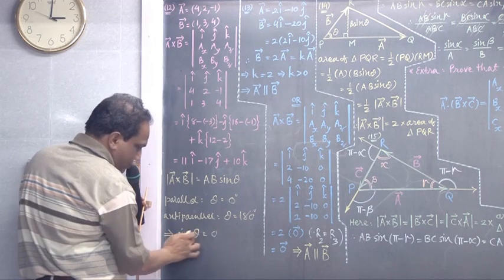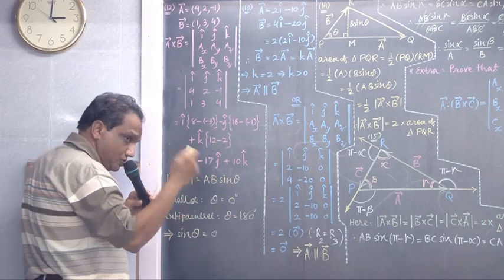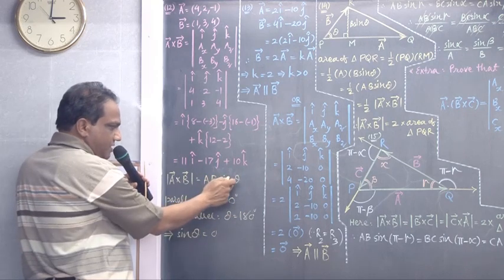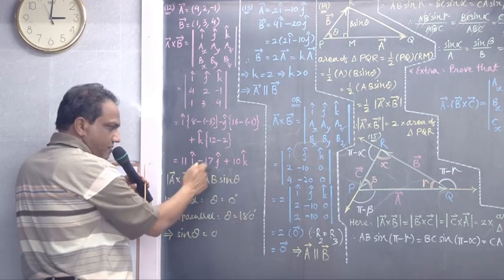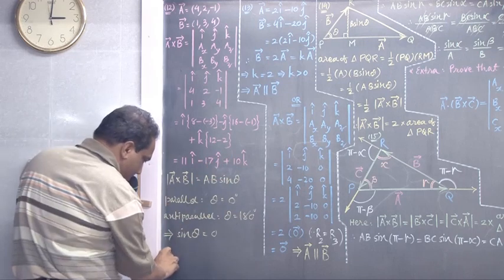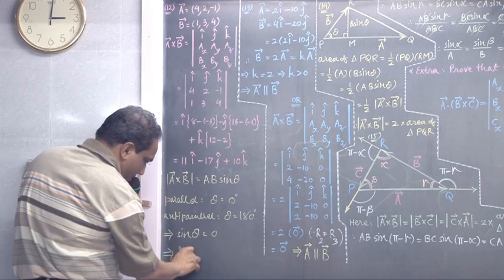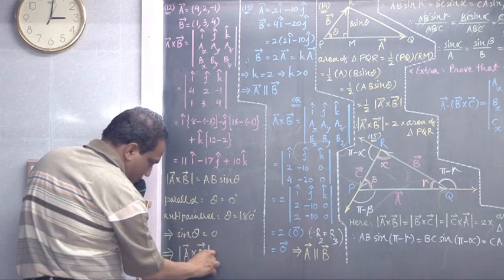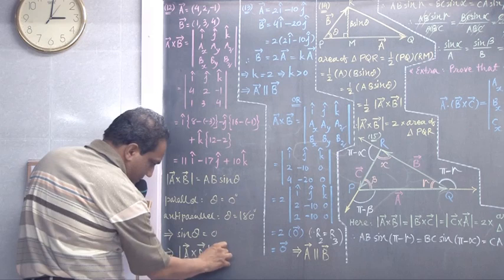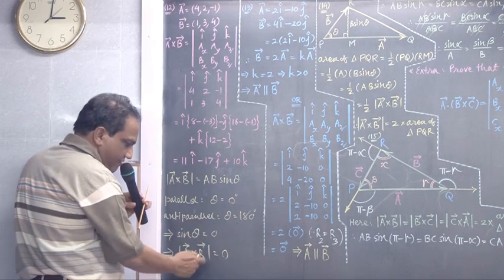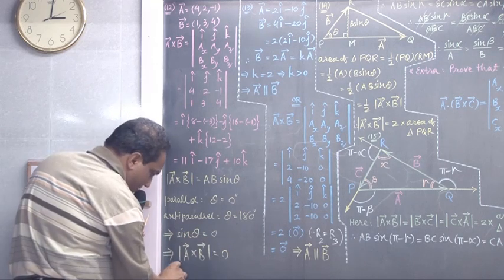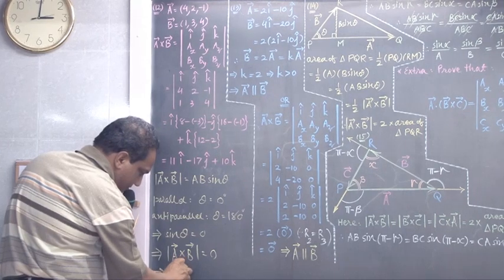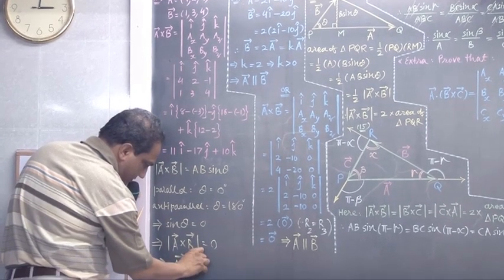Because sin 0 is also 0, sin 180 is also 0. So when you place sin theta as 0 here, this part will be 0. This implies that the magnitude of vector A cross vector B is equal to 0. Correct? And if the magnitude of any vector is 0, it means that the vector itself is a 0 vector.